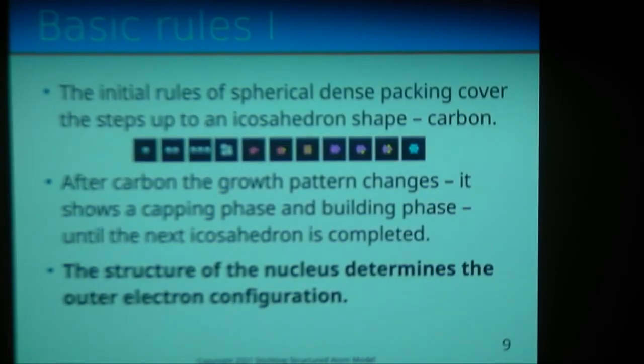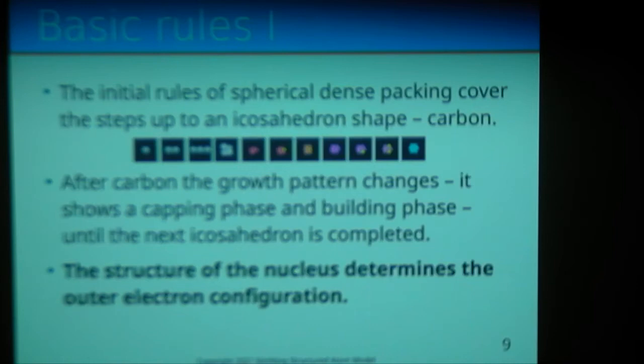The nucleus adheres to the concept of spherical dense packing, meaning the nucleus attempts to occupy a sphere as small as possible or squeeze as many protons as possible in the available volume. The denser the packing, the more energy is released. This mechanism at work leads to the shapes shown here, from hydrogen on the left to carbon on the right.